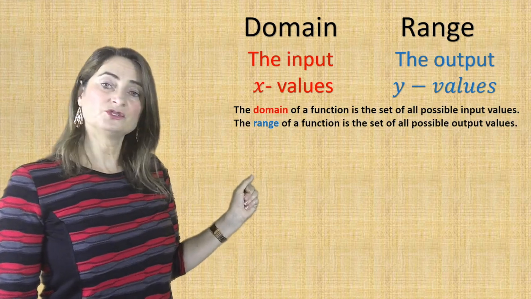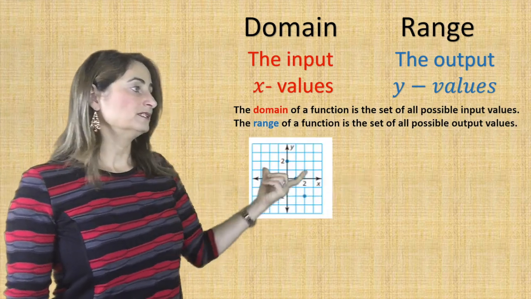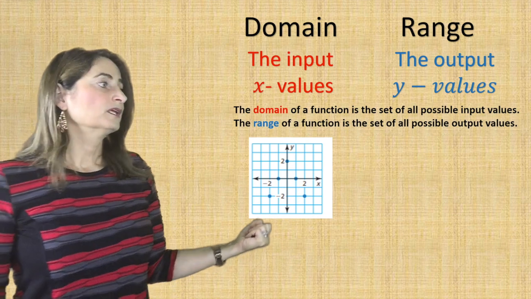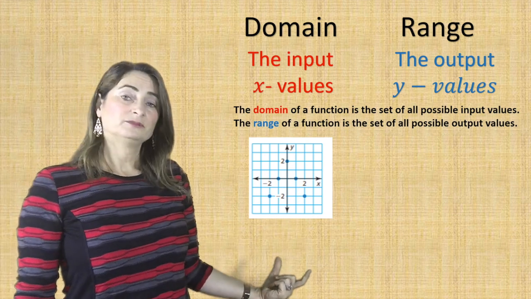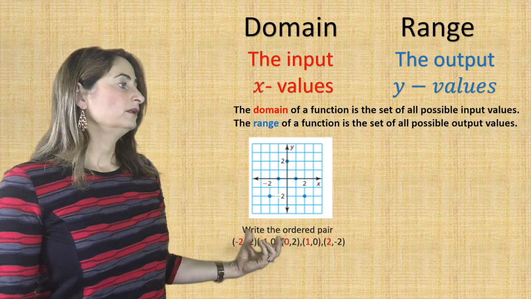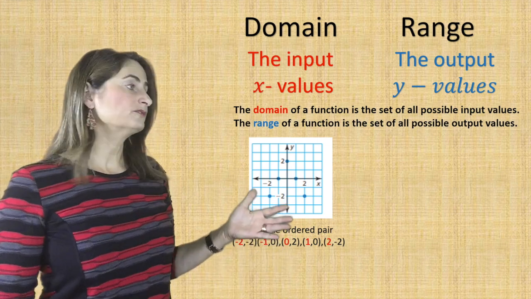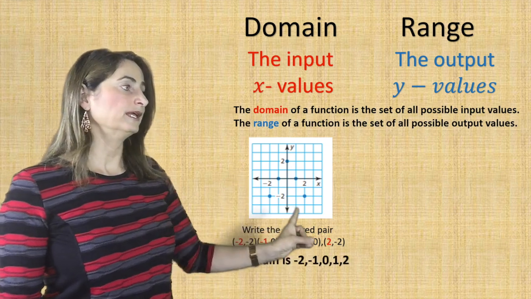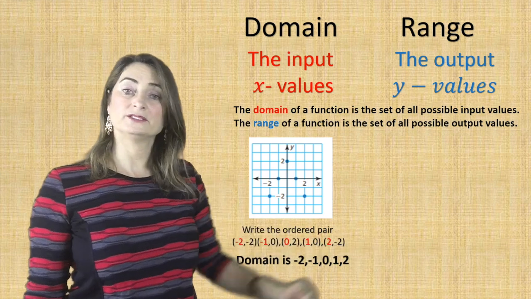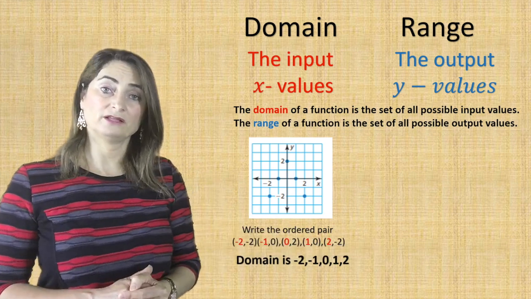So let's look at those 2 graphs. Let's start with this first one. Write the ordered pairs first. So what is the domain? It goes from -2, -1, 0, 1, and 2. All these are the domain values.